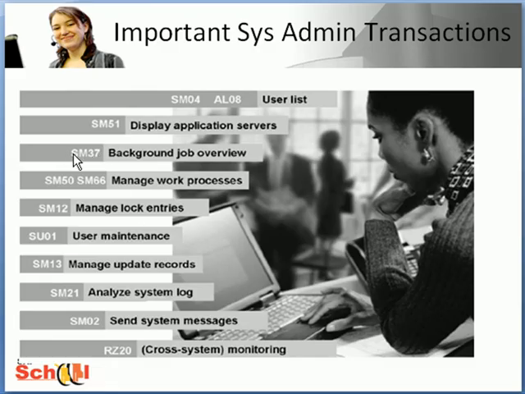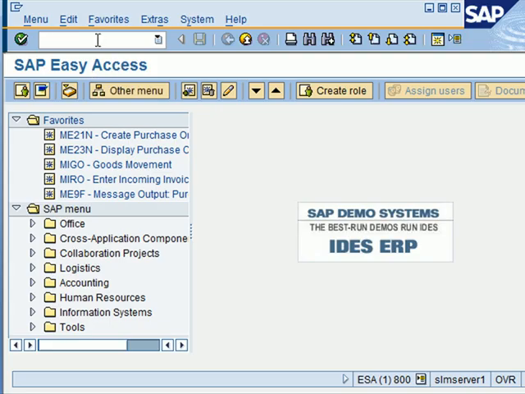Transaction SM37 provides an overview of background jobs that are either planned or have already been executed, and you can select these jobs and see how much time it took to execute and the report that resulted at the end of the background job, etc. So let's have a quick look at this transaction.